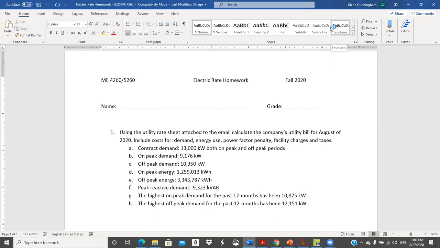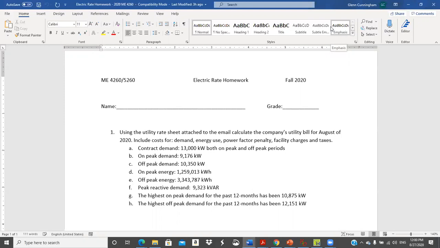So I emailed you out a homework assignment. I actually did it twice because I'm not sure I attached all the files to the first one, but I think I got it right. This is the actual assignment. It's just one problem. It's due in a week. I want you to do an Excel sheet and email it to me. I just want you to calculate the electric bill, and, yeah, I guess that's it.